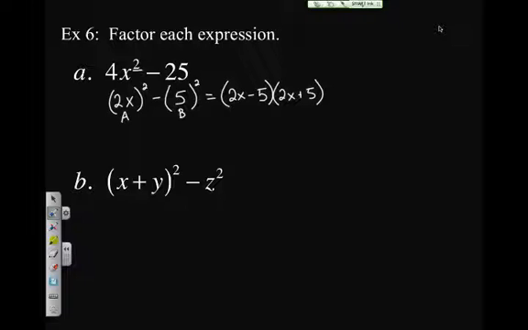Looking at part B, this one's already set up for us. This whole thing is A, the first term. This whole thing is B, the second term. So we can just write this as the first term minus the second term times the first term plus the second term. And that gives us our answer on that one. So that one was already set up as a perfect square. We didn't have to do any work with it to rearrange it.